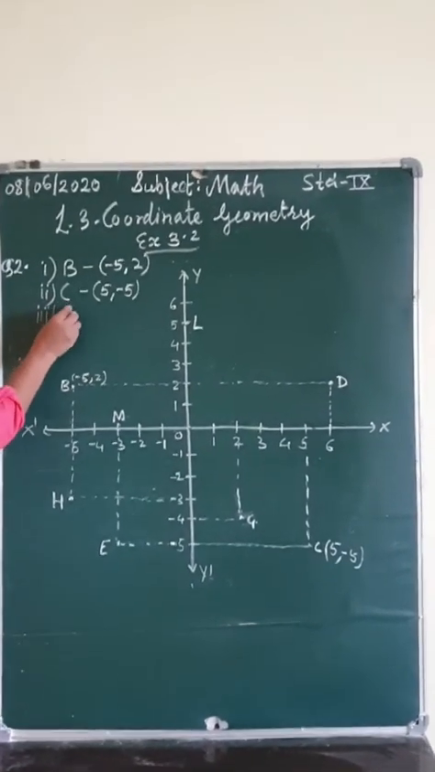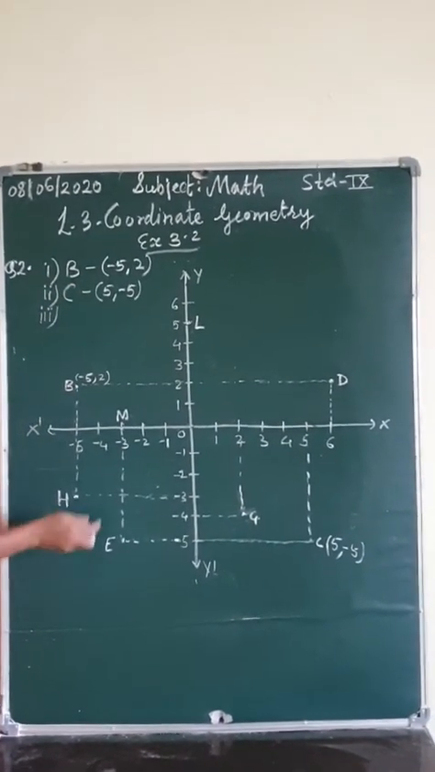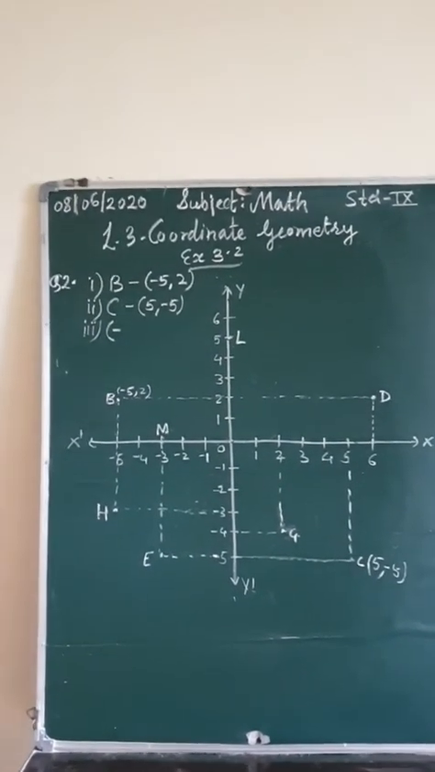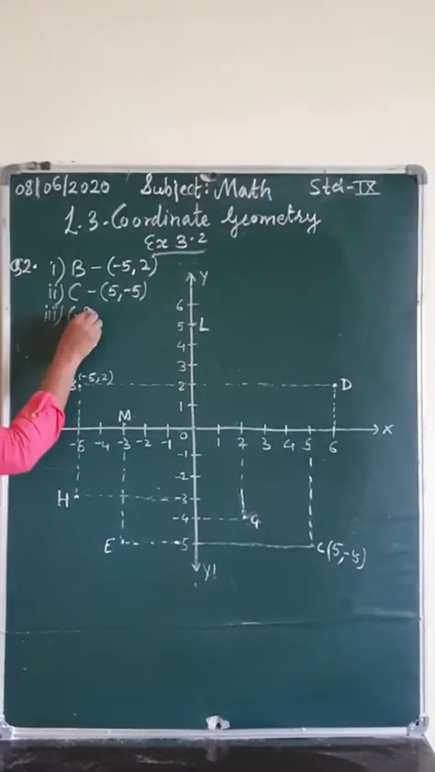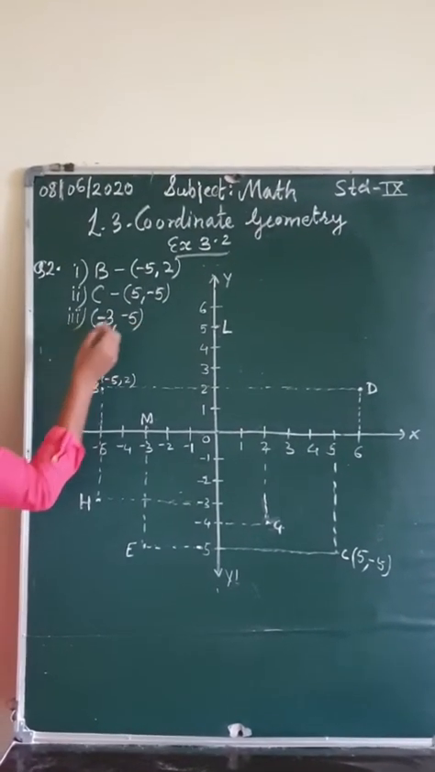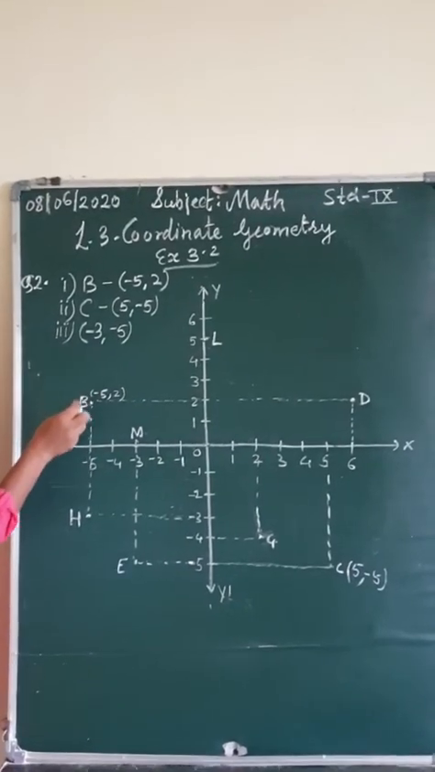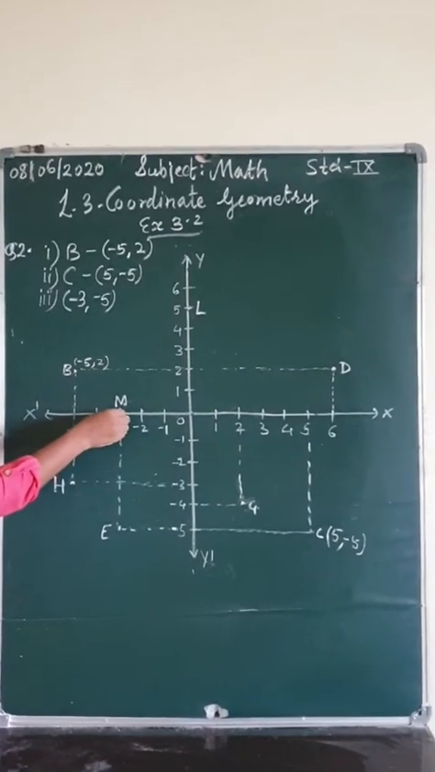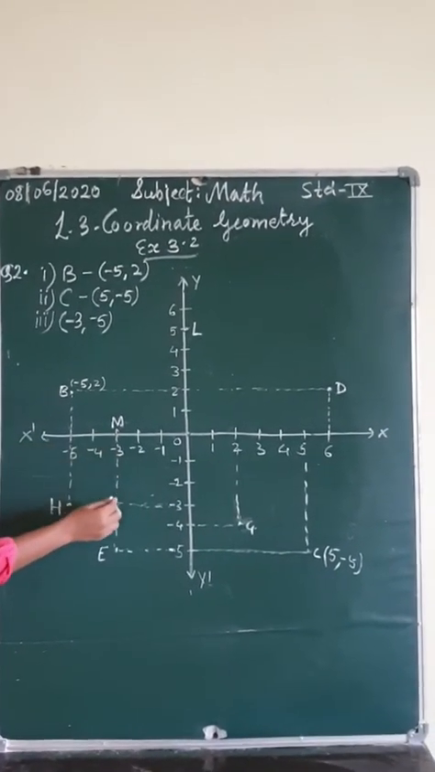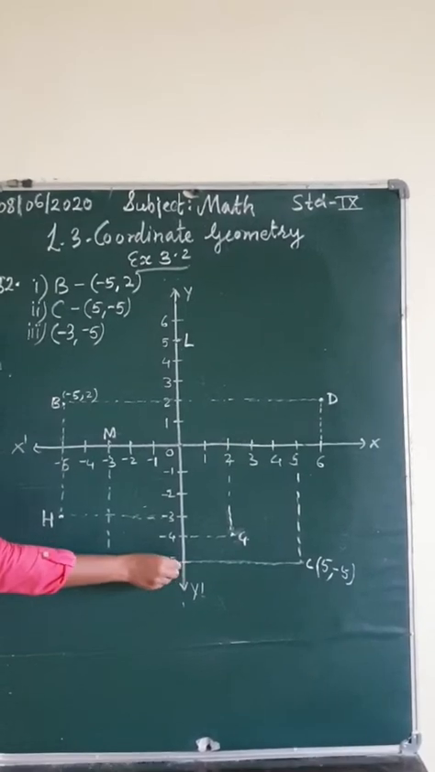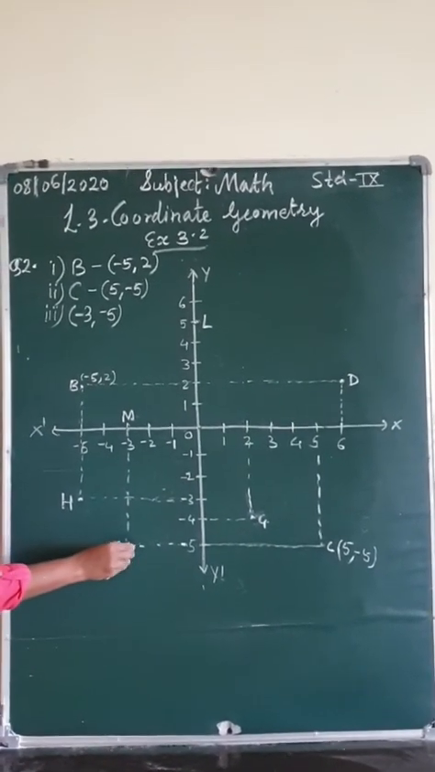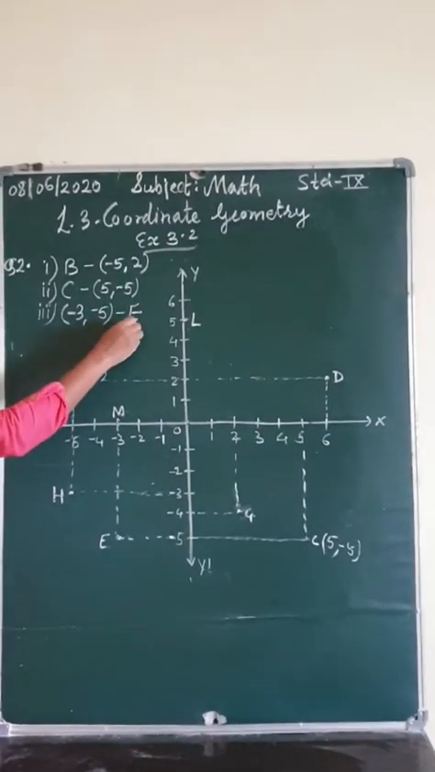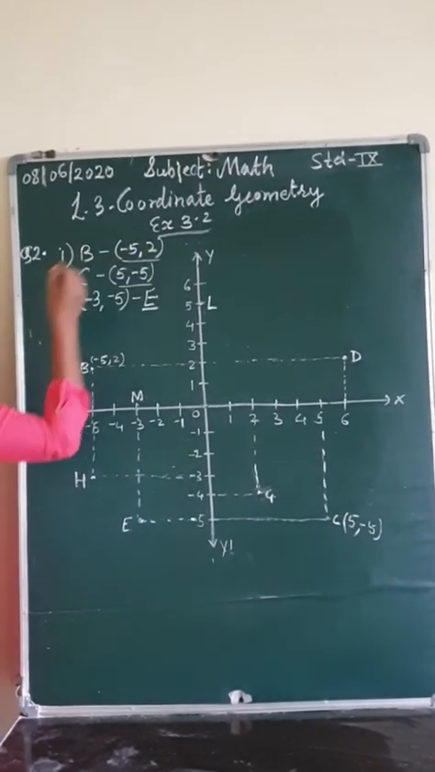The third question they have asked, identify the point given by coordinates -3, -5. So first we will find the point -3. So -3 means x-axis -3 and -5. It means -5 is here. So if it is meeting over here, so which point is identified with the coordinates -3, -5? That is point E. These are the answers.